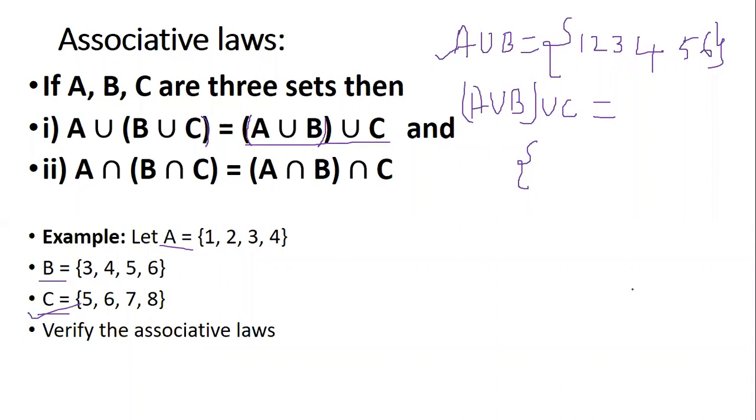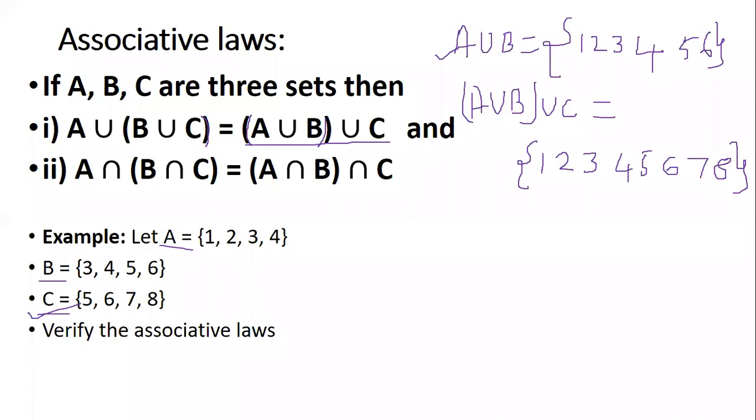Now what are the elements that should be present in this set? Good, I'm getting answers already. So it's going to be 1, 2, 3, 4, 5, 6 from this set. And then coming to set C, 5, 6 are already there. So I consider 7 and 8. Very good. That's nice. So it is 1, 2, 3, 4, 5, 6, 7, 8.